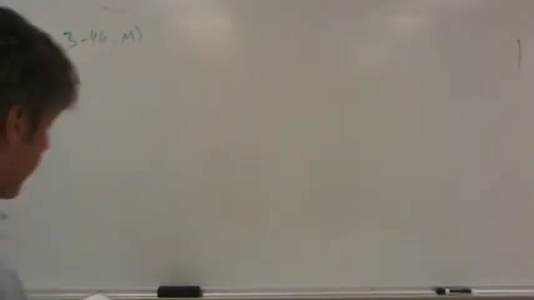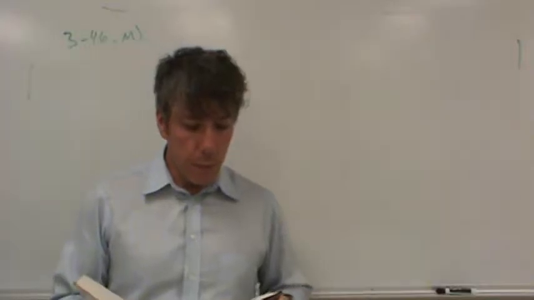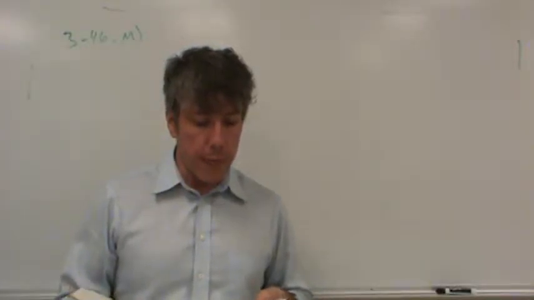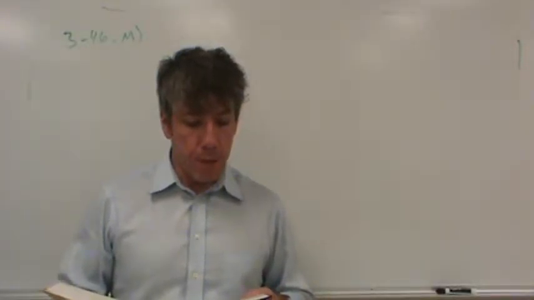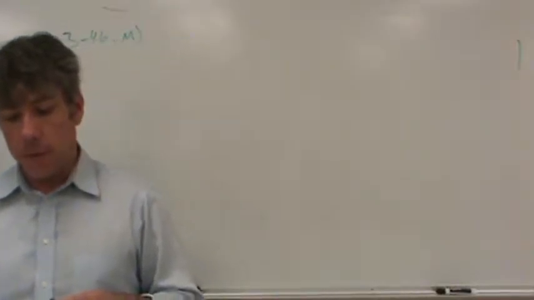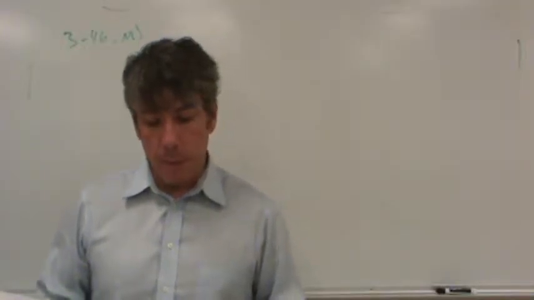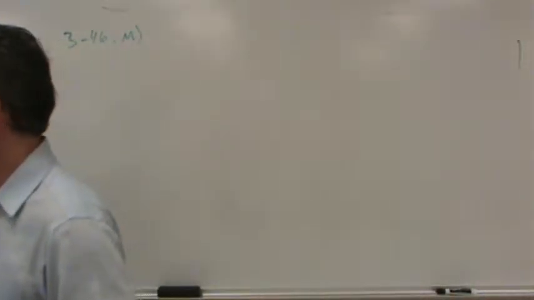This is problem 3-46.m. It's on page 166. Compute the elongation of the square bar AB in figure P3-46 if it is 1.25, in other words 1 1/4 meters long, and made from aluminum 6061 T6. So there's a nice figure there below the problem statement.